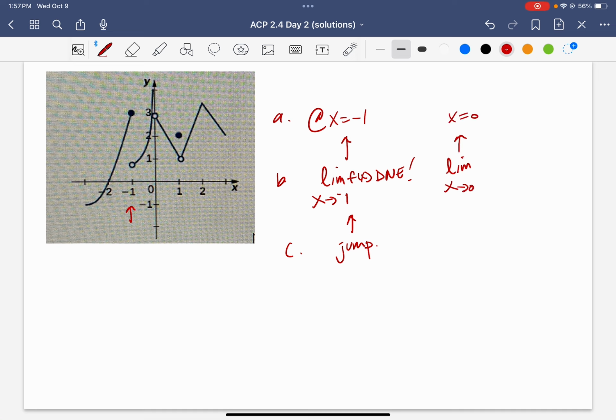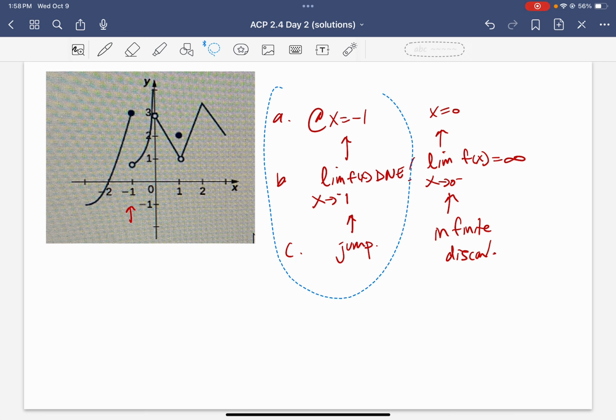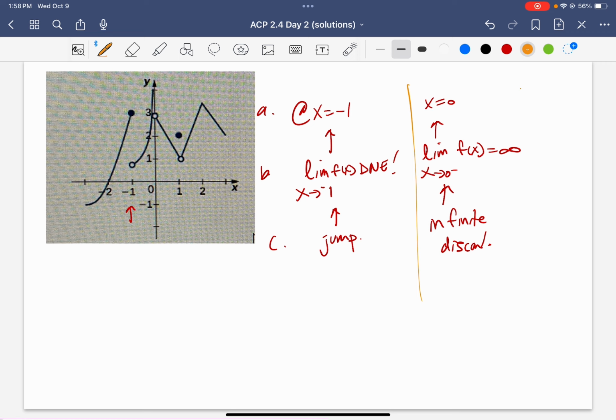So 1, 2, looks like the third, if I'm allowed to move this over. Let me move you over a little bit. Okay, and I put a line in here.